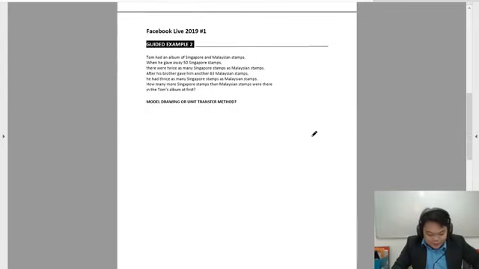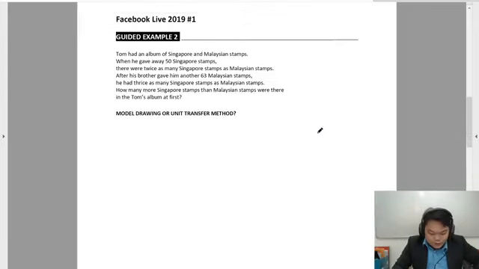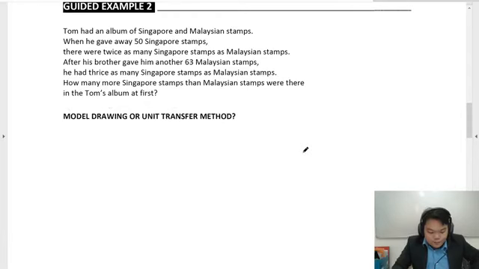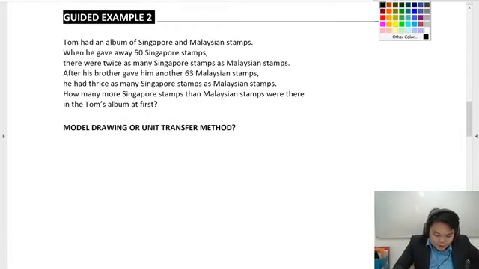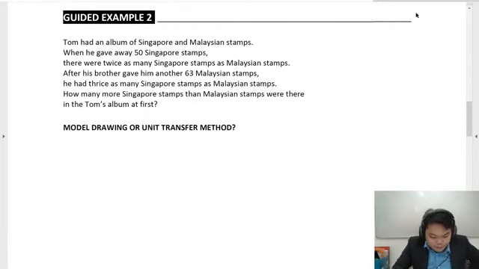Okay, thank you for all the likes. So let me go on to example 2. When you look at this problem here, let me just read it out first, and then we decide whether to use model drawing or UTM. I'll answer your question later.